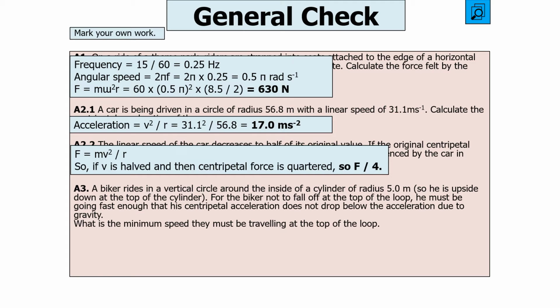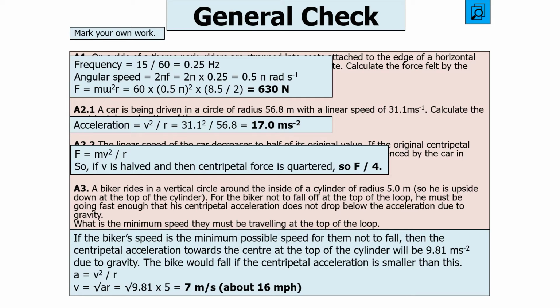Then finally, if the biker's speed is the minimum possible to not fall, then our centripetal acceleration towards the top of the cylinder, towards the centre from the top, will be 9.81 meters per second squared. We know a equals v squared over r, so we can work out what v is. So v would be the square root of a times r, so the square root of 9.81 times 5, so it's about 7 meters per second.